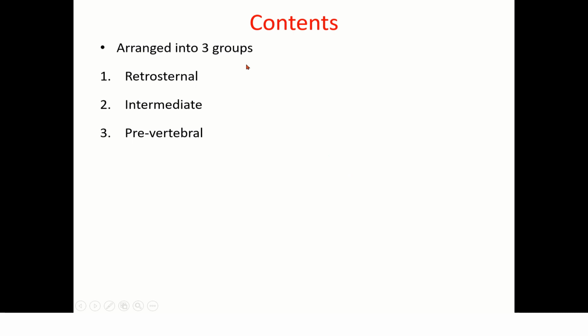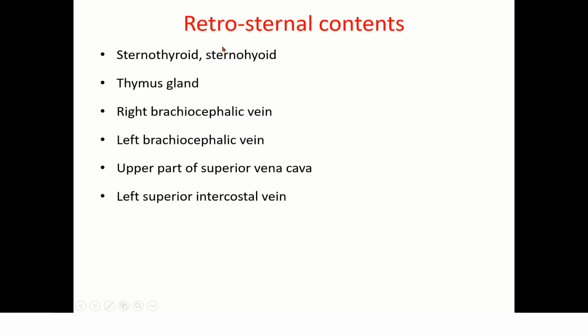Now the arrangement of the structures. For convenience, we'll divide it into retrosternal, intermediate and prevertebral. The retrosternal contents are the sternothyroid and sternohyoid muscles immediately attached to the manubrium. Behind that is the thymus gland. Then the right brachiocephalic and left brachiocephalic veins, then the upper part of the superior vena cava and the left superior intercostal vein. Majority of the structures retrosternal, behind the sternum, are venous structures.